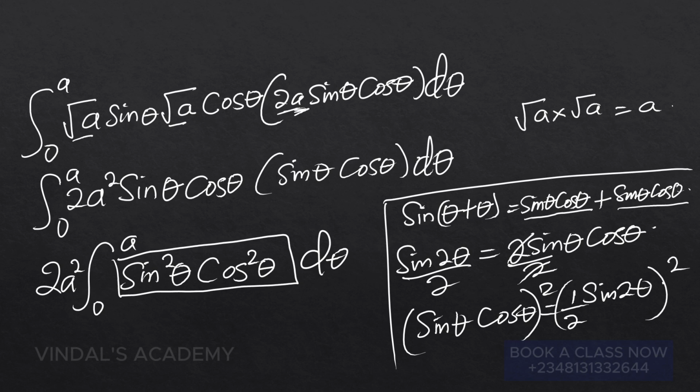Imagine when I square both sides. If I square both sides, I'm going to have sine square theta cos square theta equal to 1 over 4 sine square 2 theta. Good. So you see, I'm going to remove sine theta cos theta and put 1 over 4 sine square 2 theta.